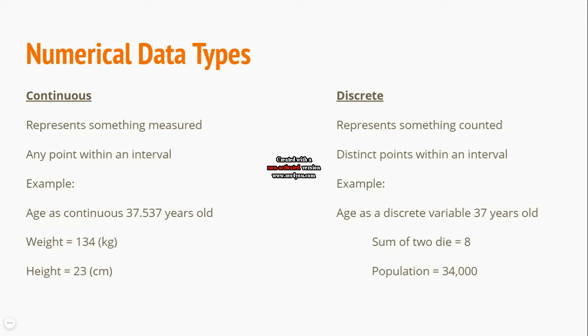Numerical data, you guessed it, deals with numbers. This can also be broken down into two subsets, continuous and discrete. Continuous variables, or continuous data, represents some sort of measurement. For example, weight, height, and length. These are all things that can be measured. Continuous data cannot be counted, but continuous data can be measured.